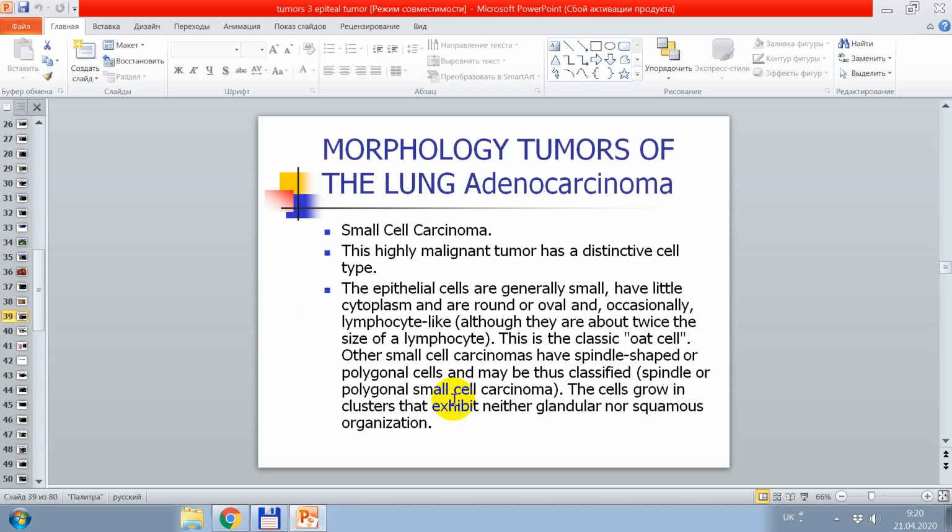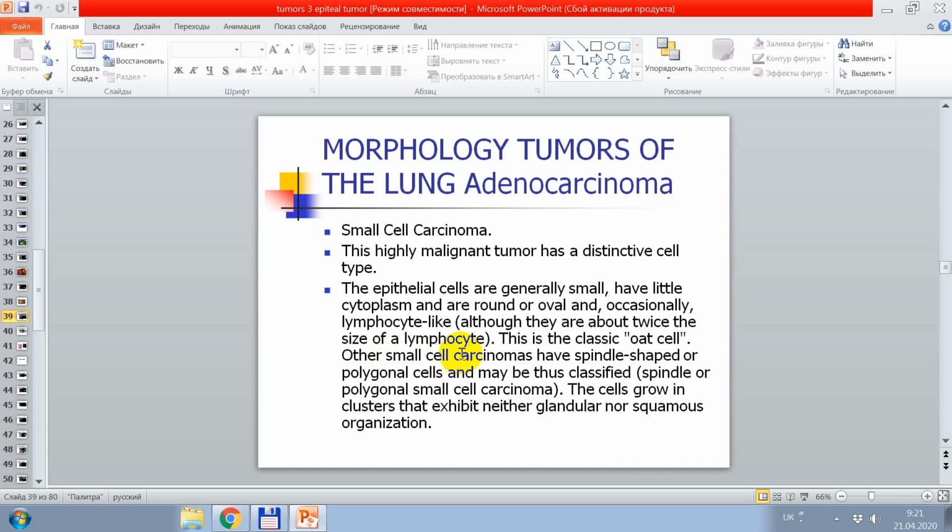Small cell carcinoma, variant. Morphology: tumors of the lung. This highly malignant tumor has a distinctive cell type. The epithelial cells are generally small, have little cytoplasm, and are round or oval, and occasionally lymphocyte-like. Also, they are about twice the size of a lymphocyte.